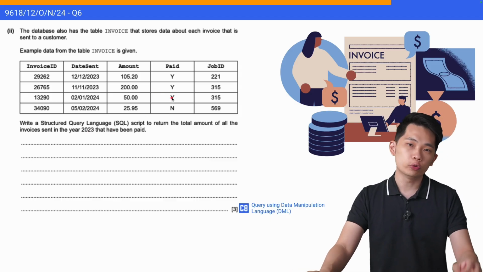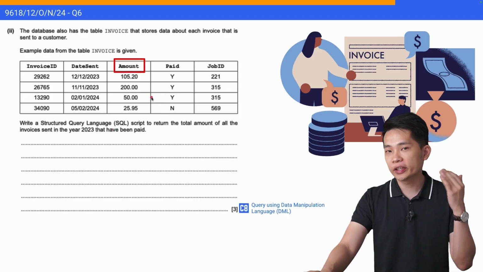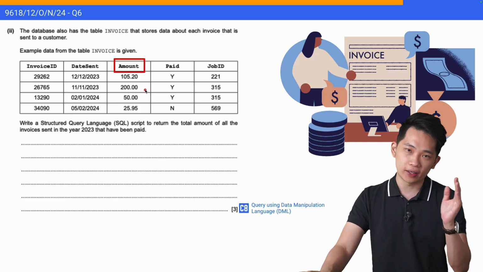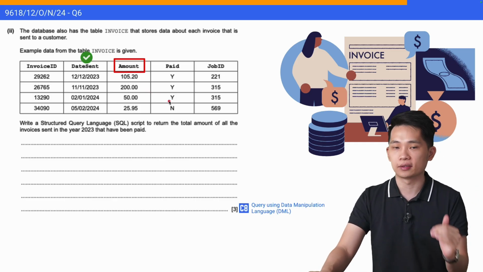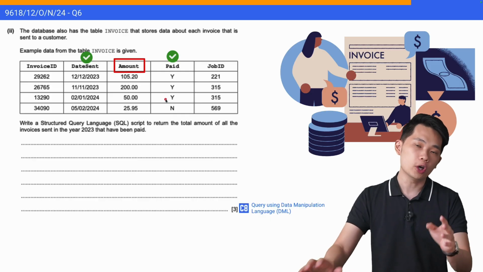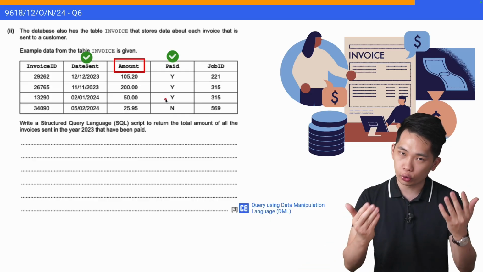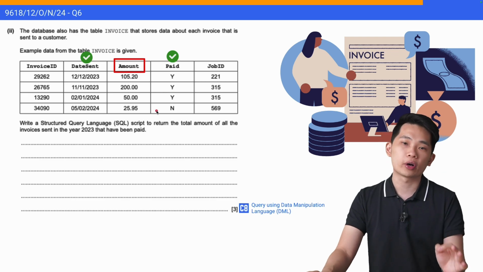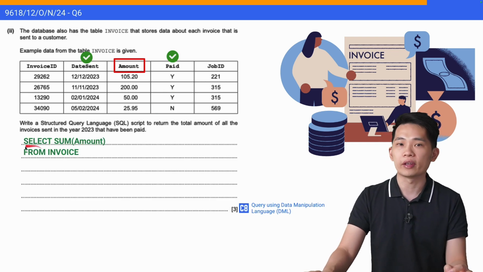For this question, we need to return the total amount. So later on, we'll be setting this column here. And the filter condition will be based on date sent as well as the paid status here. Since we have two conditions here, we'll be using an AND statement in the query later on. To return the total amount, we'll use a sum function here. So we'll write select sum bracket from invoice table here.